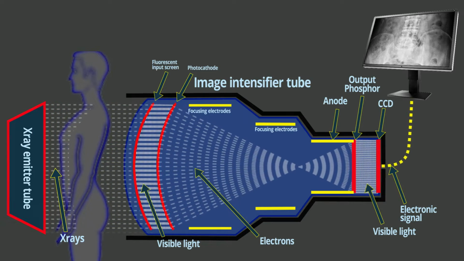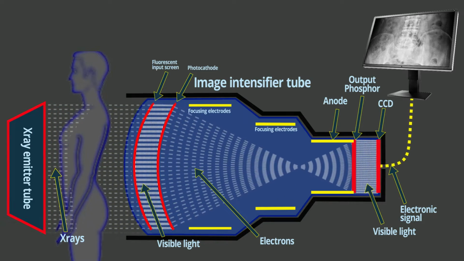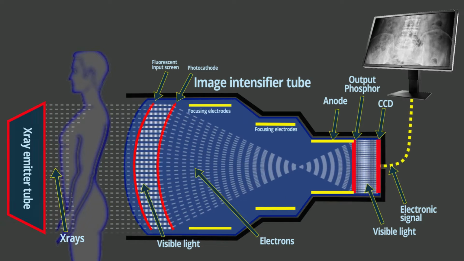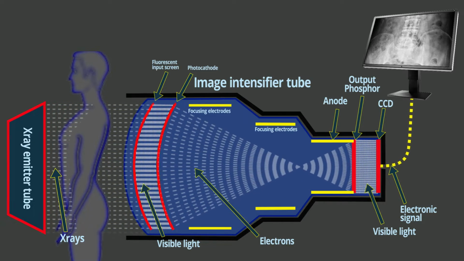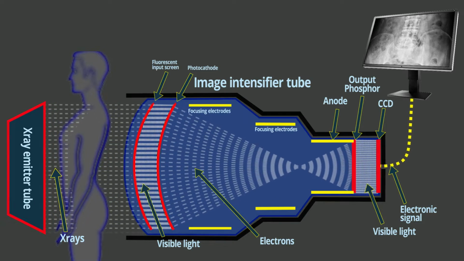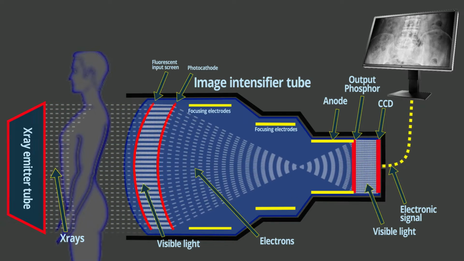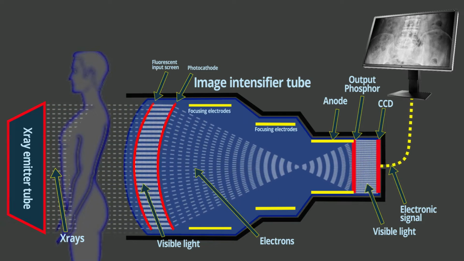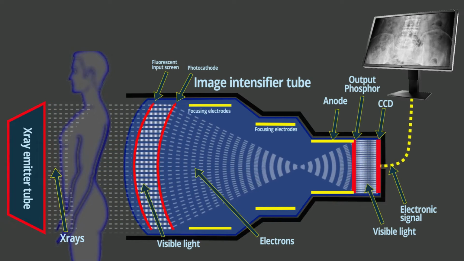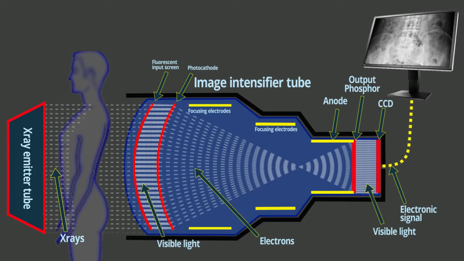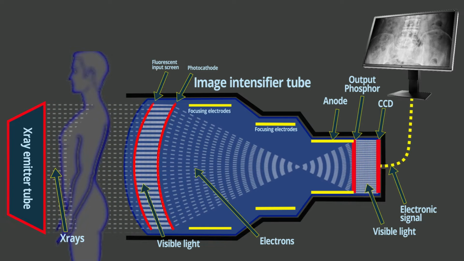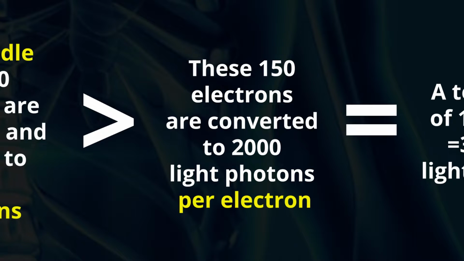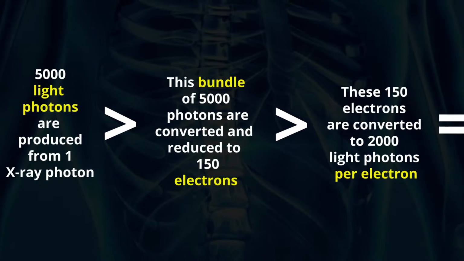Flux gain is a term that refers to how effective the conversion from light photons to electrons to light photons is achieved within the image intensifier tube. If the flux gain is high, it indicates the electrons received enough acceleration and pull towards the anode and output phosphor surface, so that the gain of visible light photons by the output phosphor is dramatically increased. So, for every electron, 2,000 light photons are produced by the output phosphor.